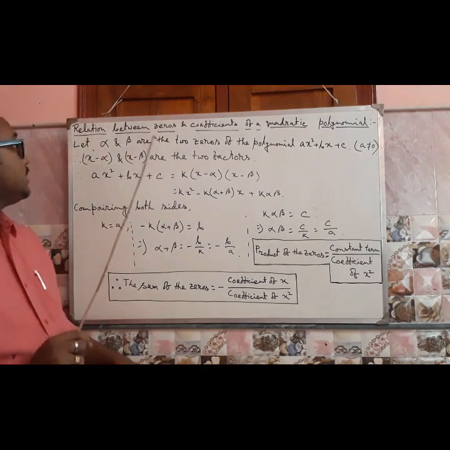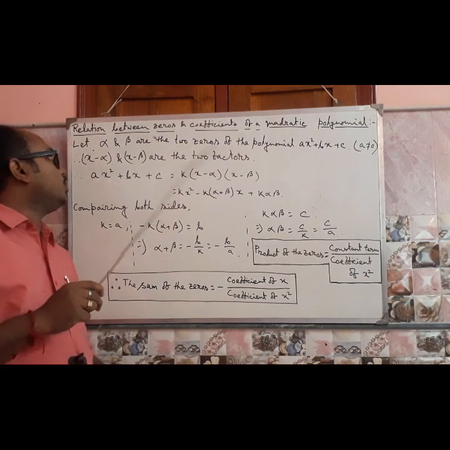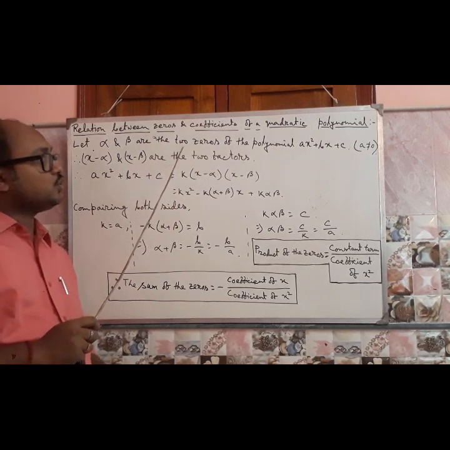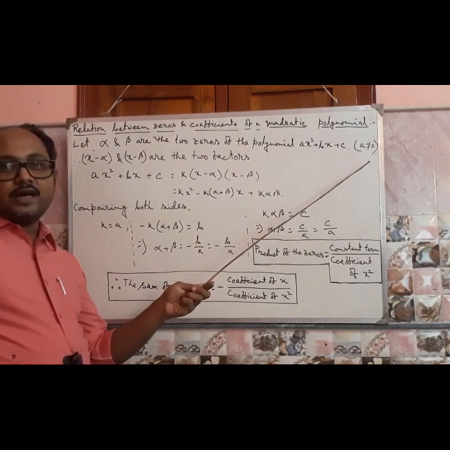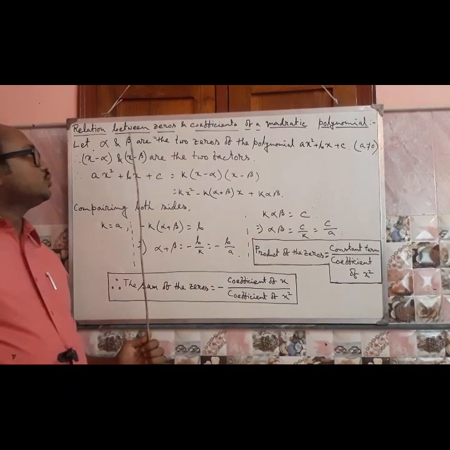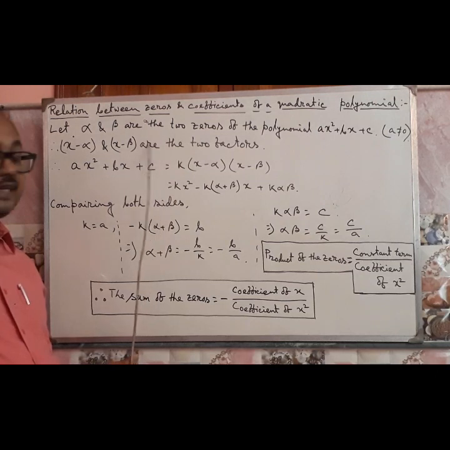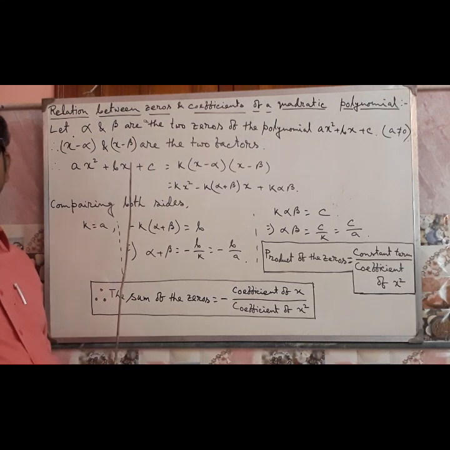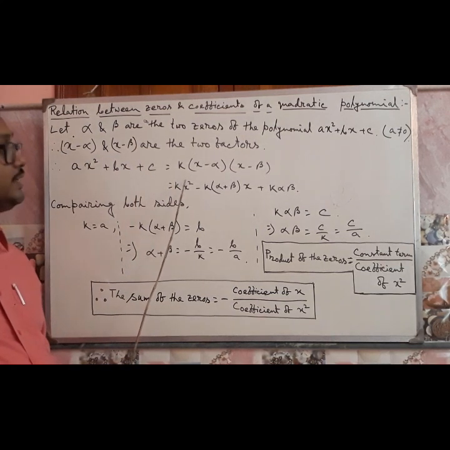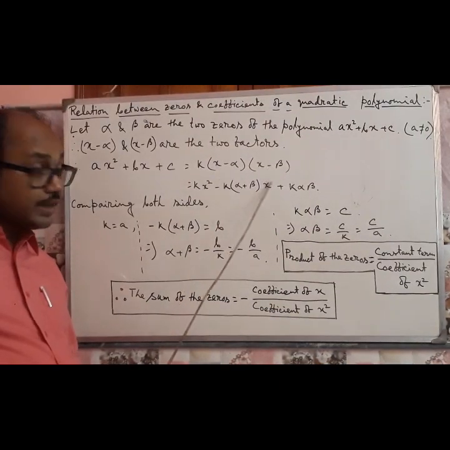Today our topic is the relation between zeros and coefficients of a quadratic polynomial. Let alpha and beta be the zeros of the polynomial ax square plus bx plus c, where a is not equal to 0. So if alpha and beta are the two zeros of this polynomial, that means x minus alpha and x minus beta are the two factors. So this polynomial ax square plus bx plus c can be written as k into (x minus alpha) into (x minus beta), that is the product of the two factors.